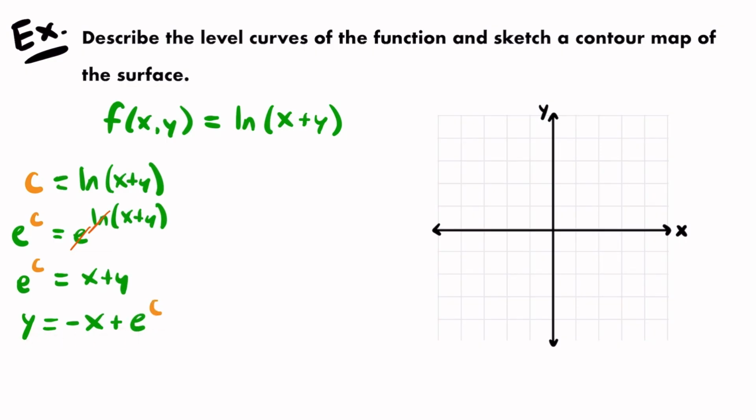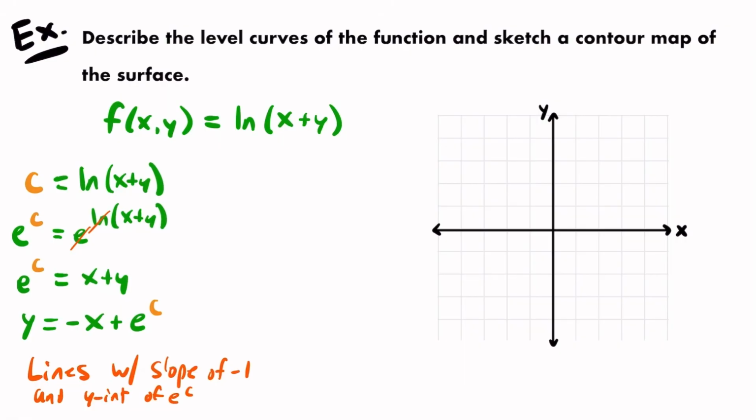That right there is an equation of a line, right? y equals negative x is to the first power. This is a linear equation, and then you're just adding some constant of e to the power of c. That will be the y-intercept for that line. So all of the lines are just lines with a slope of -1, right, the coefficient of x, and then a y-intercept of e to the power of some constant. Okay, so that's how we would describe these level curves.